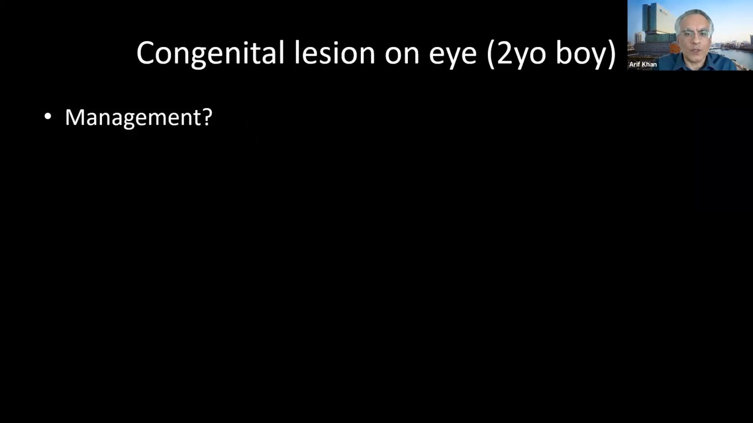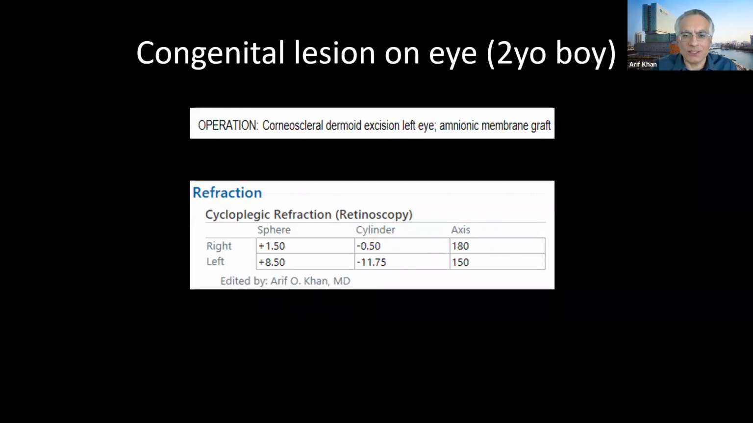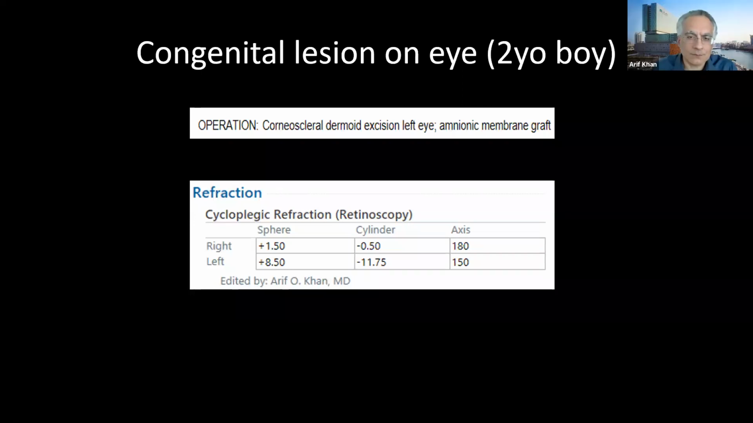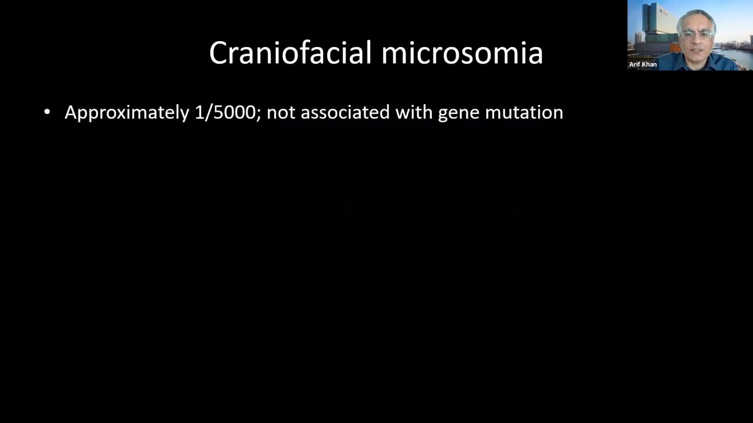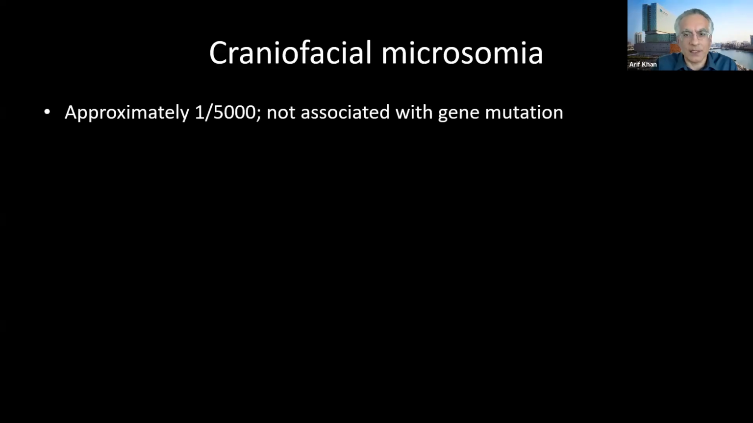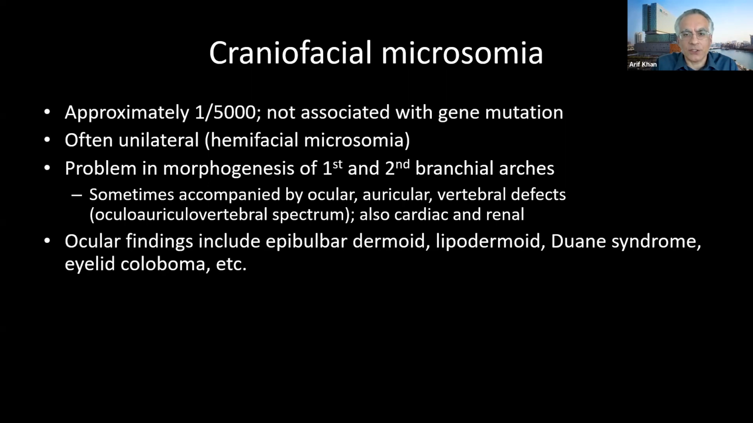So actually, we did remove this, and his refraction didn't change at all, as expected. So the cylindrical refraction did not change at all, even with the removal. Because it's true that this compression has compressed things, but the fact is this happened in utero, and the structural changes are permanent. Even if you remove it, it's too late. That's my experience with these epibulbar dermoids, and that's pretty much in the literature as well.